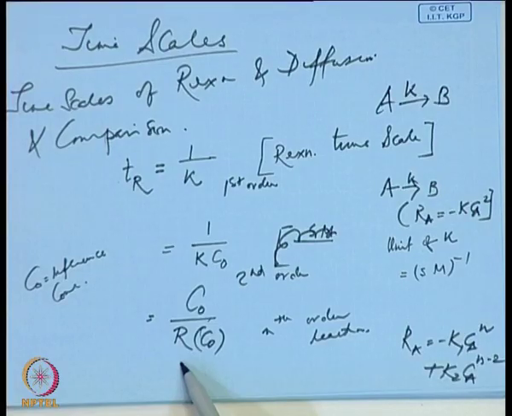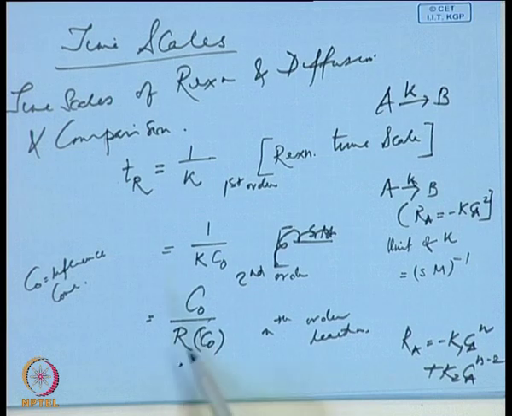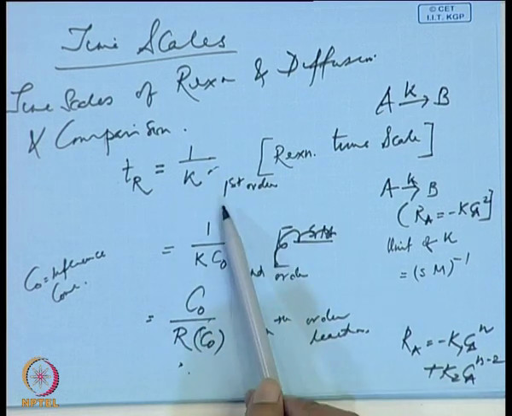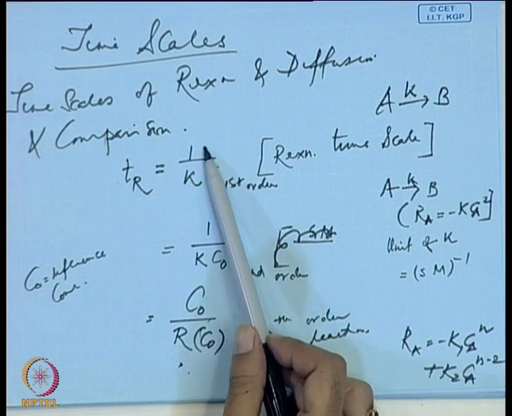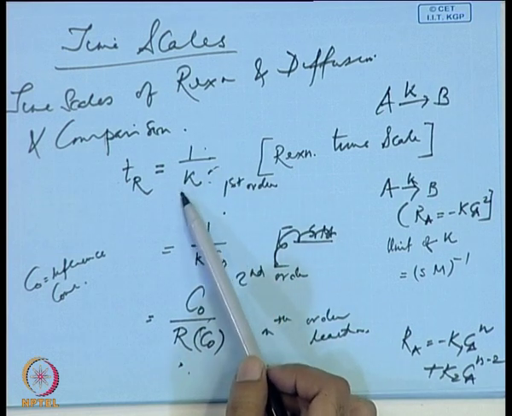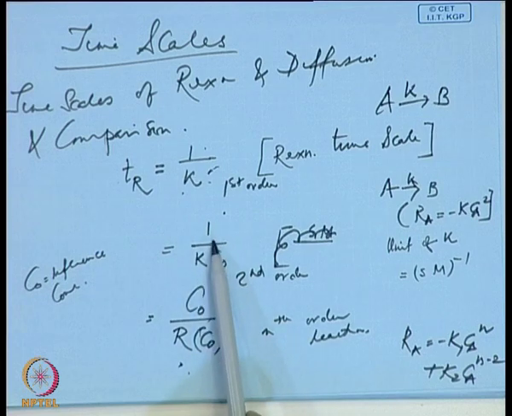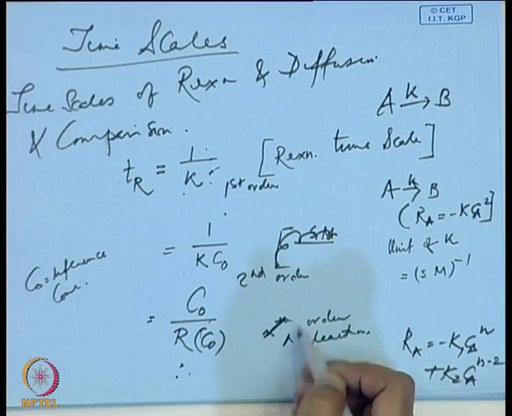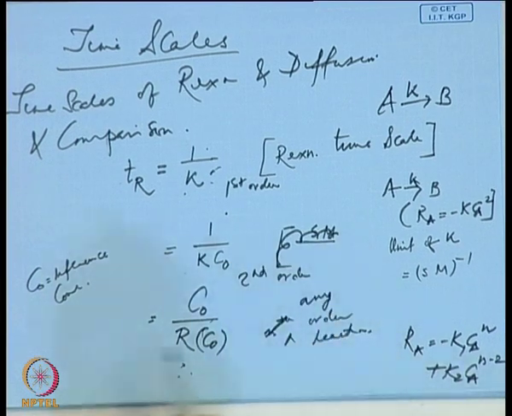Is it clear? So, it is C naught over R C naught. Match that with this. In first order, R C naught is K C naught, and C naught in the numerator gets cancelled. So, you have 1 over K. Second order, you had C naught over K C naught square. So, one C naught gets cancelled, you have 1 over K C naught. And in any order, this is not even nth order, any order, you can have C naught over R C naught. Is it clear? So, this is an important thing to remember.